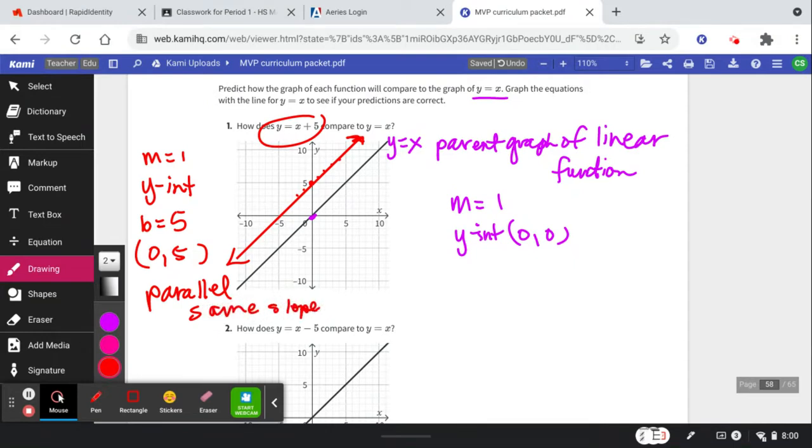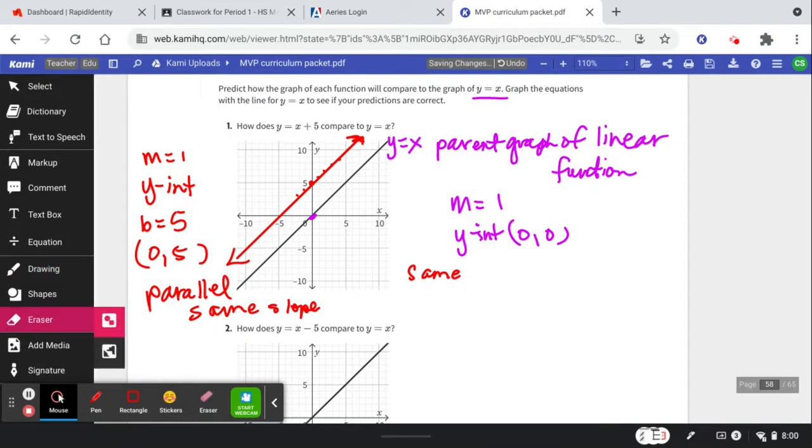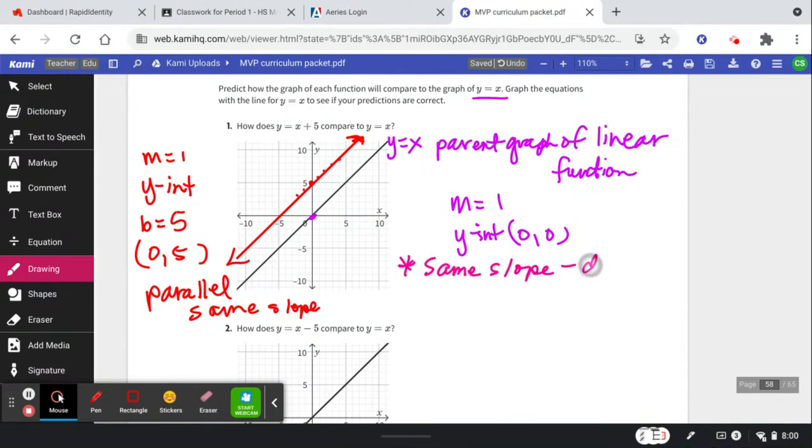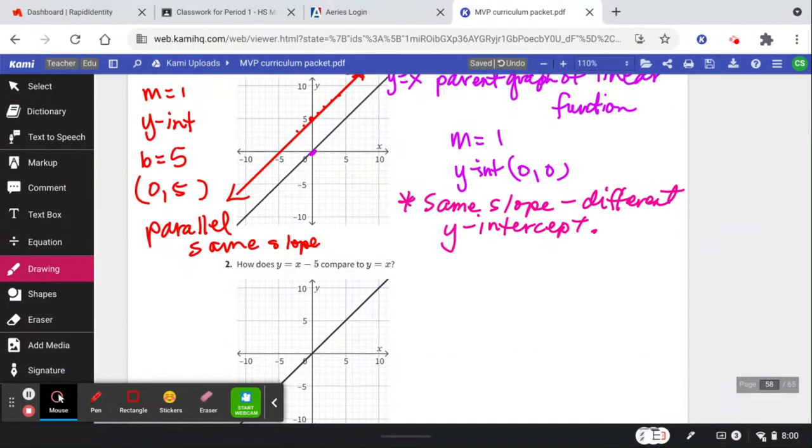So when it says to compare my graph to the original function, we're going to say same slope, different y-intercept. And so that's what they're asking us to do here, to look at the original parent function and then how is my graph different. So same thing on the next one. Check this out. The original graph of y equals x is already drawn for us.